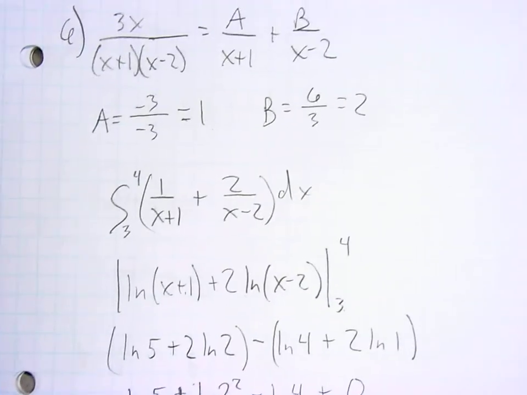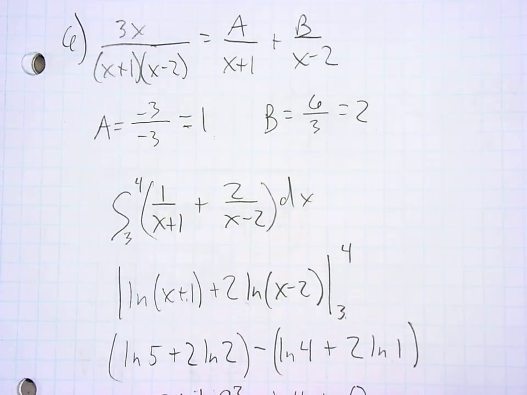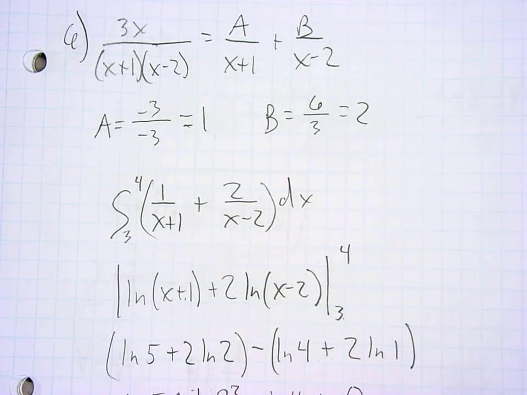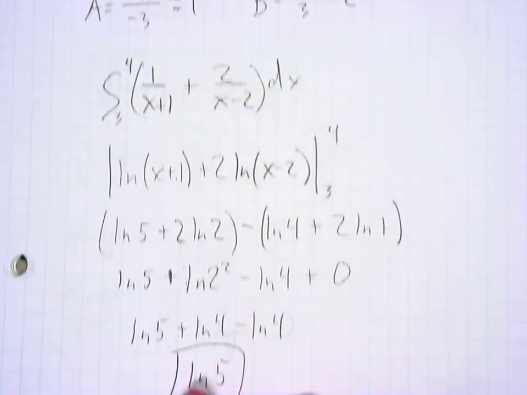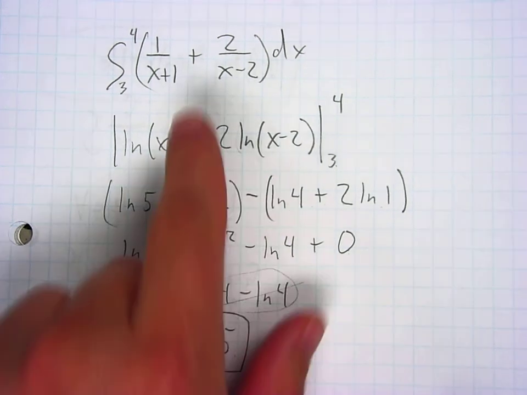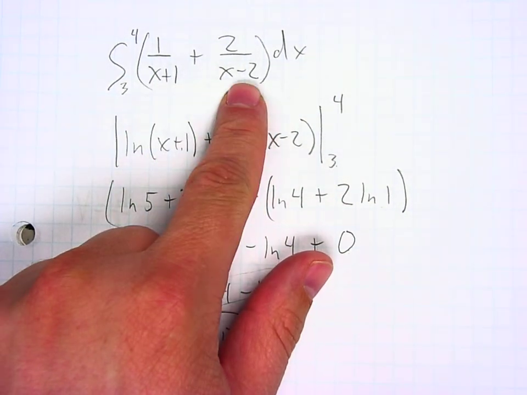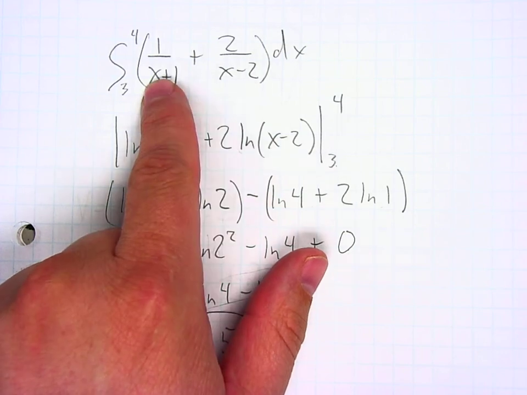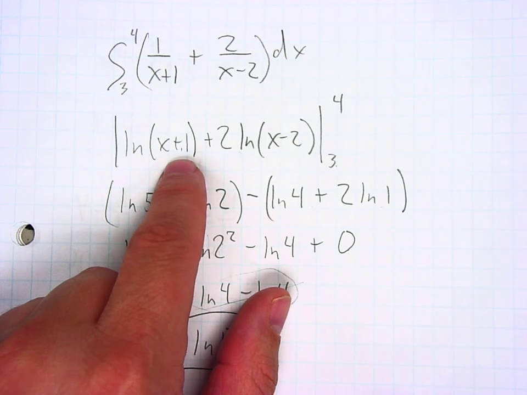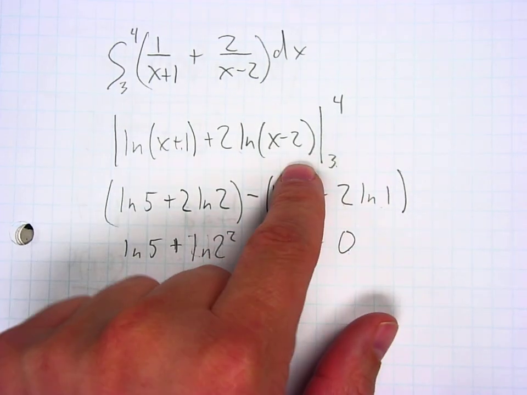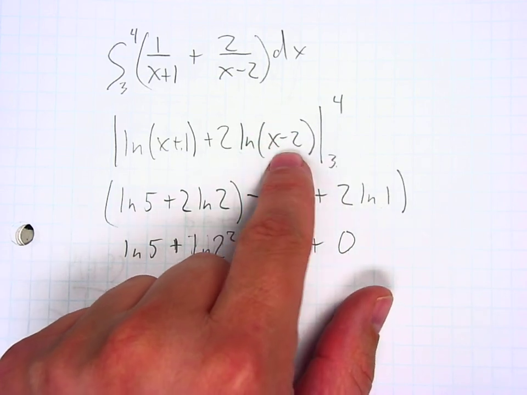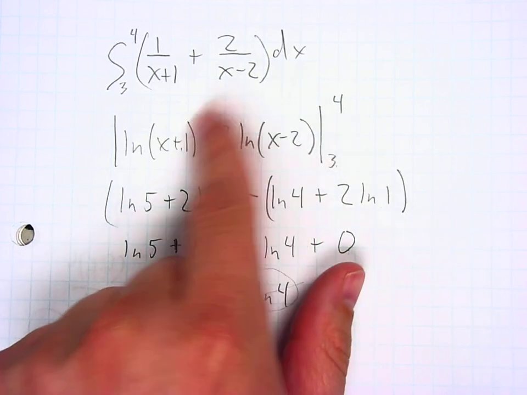For 6, we first have to split into partial fractions. You can see my work for that up there. Pause it if you need to look it over. Once I have it split into partial fractions, I need to do the integrals of each of those terms. The integral of that is just the natural log of x plus 1, because the derivative of x plus 1 is just 1. And here, we just have 2 times the natural log of x minus 2. Again, the derivative of this is 1, so we don't have to adjust this at all.